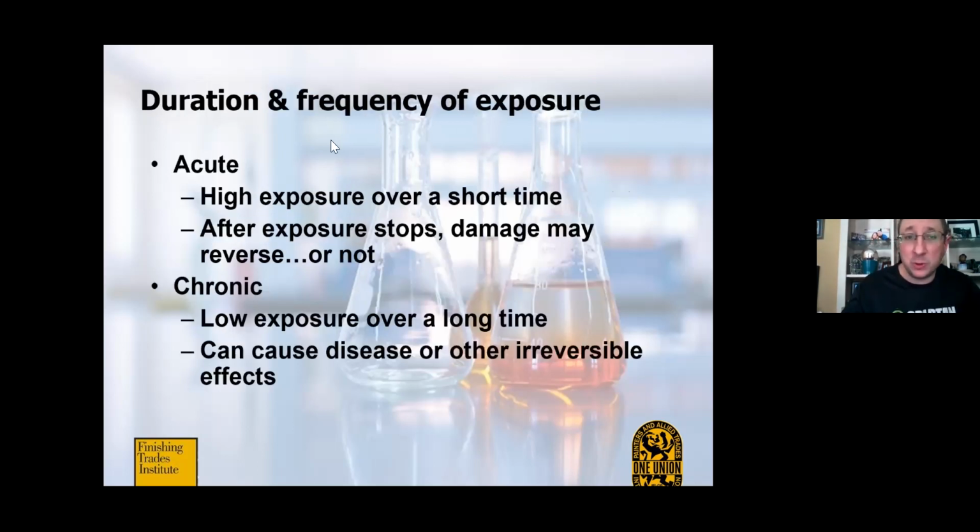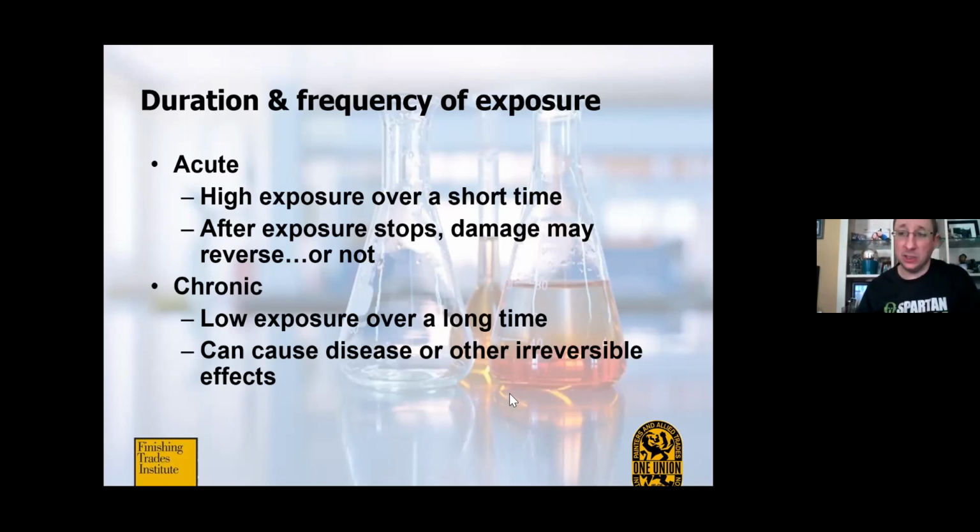You've probably heard of these words before. We have acute exposure. So this is a high exposure over a short period of time. And typically after the exposure stops, the health effect is going to mitigate itself. However, you can have such high acute exposures that you have permanent damage, like an acid burn or lung damage from an acute exposure of chlorine gas, something like that.